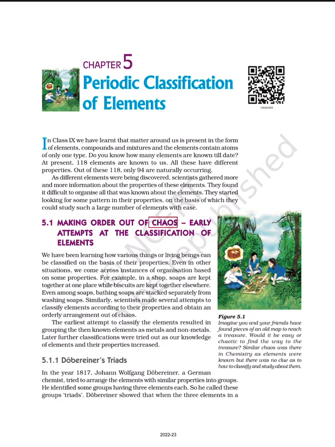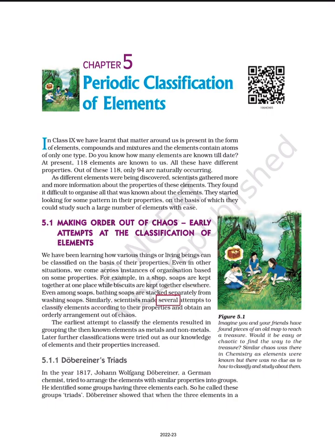5.1 Making order out of chaos. Early attempts at the classification of elements. We have been learning how various things or living beings can be classified on the basis of their properties. Even in other situations, we come across instances of organization based on some properties. For example, in a shop, soaps are kept together at one place while biscuits are kept together elsewhere. Even among soaps, bathing soaps are stacked separately from washing soaps.